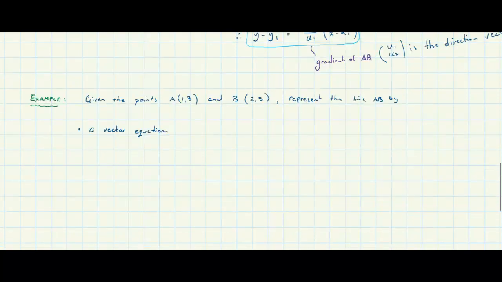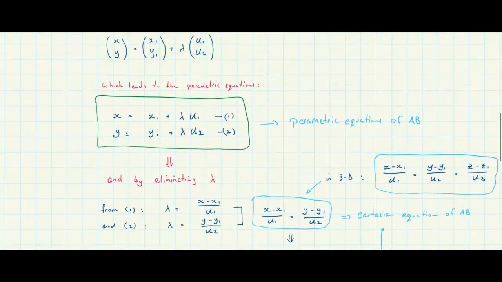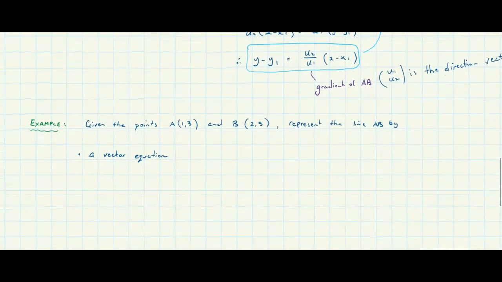Okay, here's an example. We've got points A and B given to us as (1, 3) and (2, 5). So we're going to go through each of the different representations of the line AB: firstly a vector equation, then we'll look at a parametric and a Cartesian. So the vector equation, remember, just starts with r equals a plus lambda u. Okay, so r is our position vector, and that's just our general point somewhere on AB. So we call that (x, y).